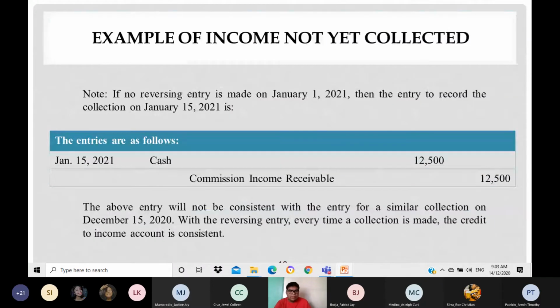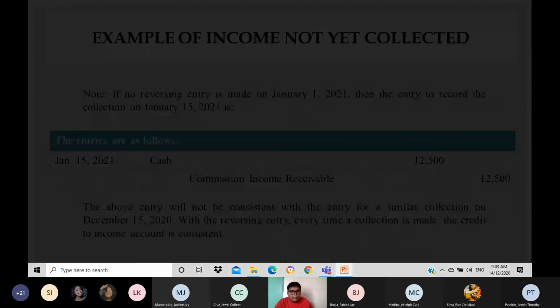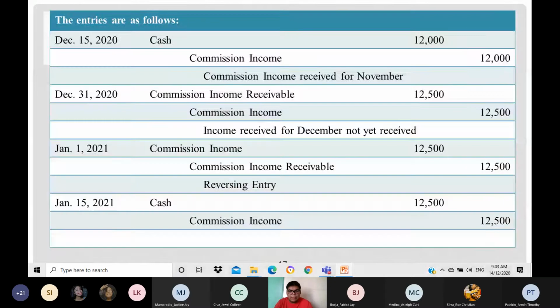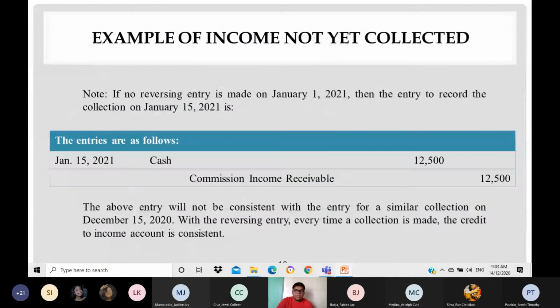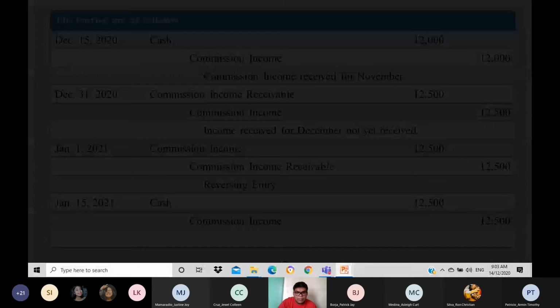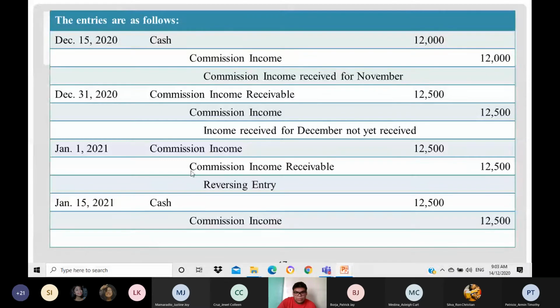So, kung hindi ka naman gumawa ng reversing entry, on January 1, 2021, parang natanggal lang yung dalawang steps. Naging debit to cash and then credit to commission income receivable. So, commission income receivable, and cash. So, debit and credit ng commission income.